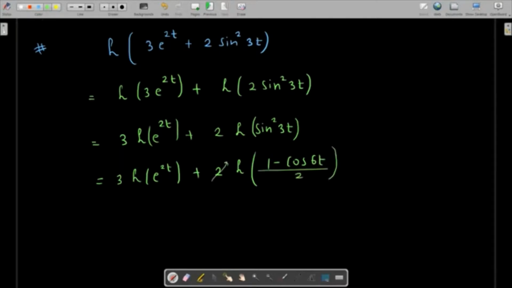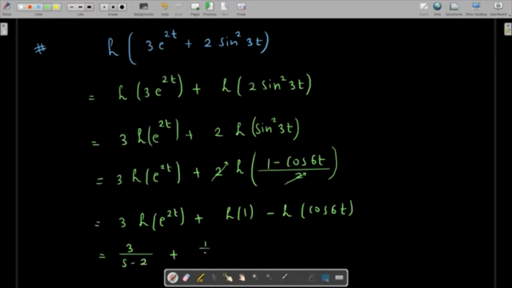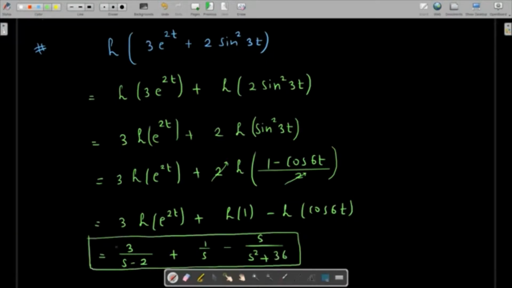This is how it can be rewritten, and this 2 and 2 just cancel because the 2 is going to come out, it's a constant. So this becomes 3 times the Laplace transformation of e raised to 2t plus the Laplace transformation of 1, I'm just segregating, minus the Laplace transformation of cos 6t. Now we can find the Laplace transformations. The Laplace transformation of e raised to 2t is 1 over s minus 2, of 1 is 1 over s, and of cos 6t, like we discussed earlier, it's s over s squared plus 6 squared, which is just 36. So this is the final answer.